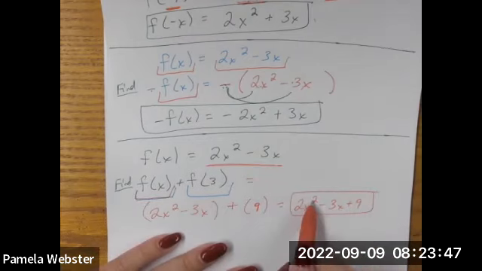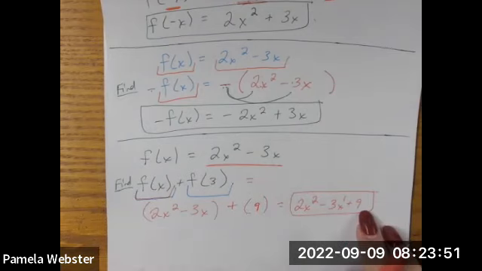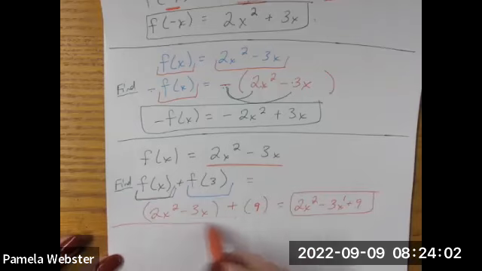And this guy's a square, this guy doesn't have a square, his exponent's really a 1. And this 9 doesn't have an x on it at all. So all three of those are different terms. We cannot combine them. So that is my simplified form. That's it. Yay.